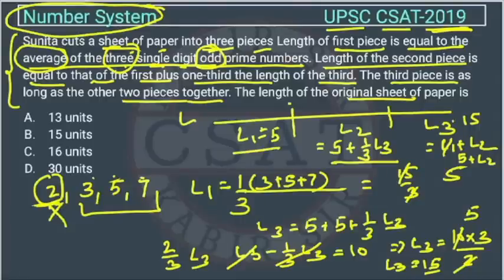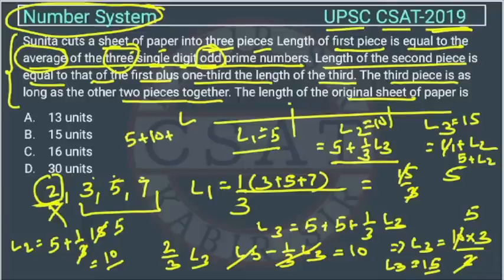So we have L1, we got L3. Right, so now calculate L2. So L2 is equal to 5 plus 1 by 3 of L3. L3 is 15. Right, so this will go how many times? 5 times. So this is 10. Right, so L2 is 10. So total will be 5 plus 10 plus 15. Right, so this will become 30. So the answer of this question is option D. Okay, so option D is the correct answer.